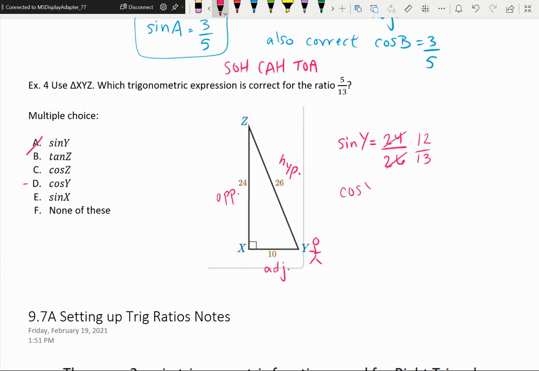So cosine of Y is equal to, cosine is the adjacent over hypotenuse, so 10/26. And when I reduce that, 2 goes into 10 5 times, 2 goes into 26 13 times. Ooh, I get 5/13. Okay, so this is a possible answer. Let's see if any of the other ones work.